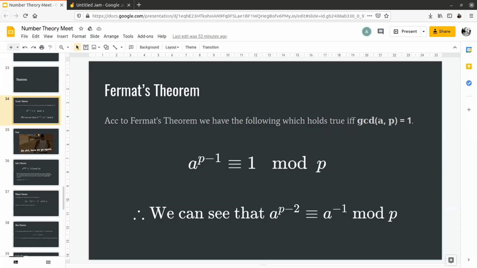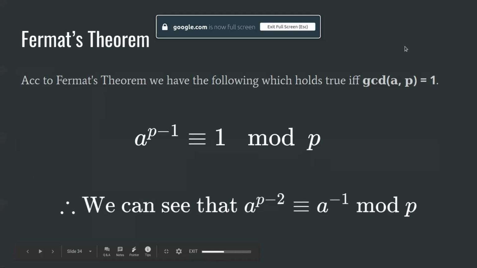Don't connect the two approaches together. The first approach was not complete, so you just complete it with the second approach. So let's move on to Fermat's theorem.